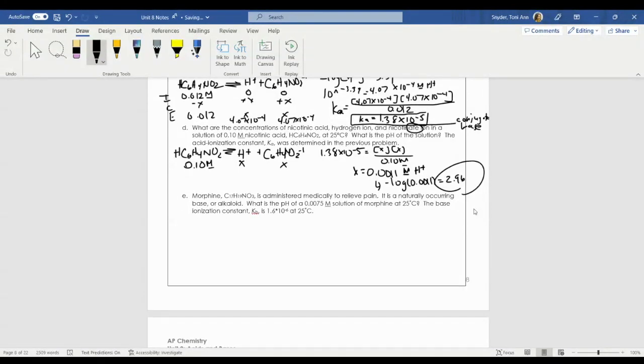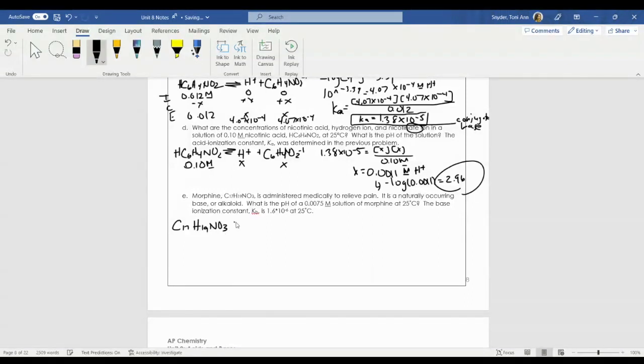So let's try E. Morphine is administered medically to relieve pain. It's a naturally occurring base, or it's an alkaloid. What is the pH of a 0.0075 molar solution of morphine at 25 degrees? And we're given the value for Kb. So this is a base. So let's write an equation out first. C17H19NO3.